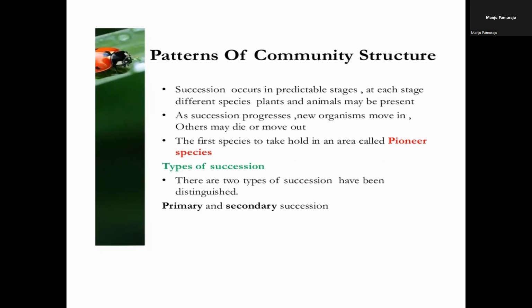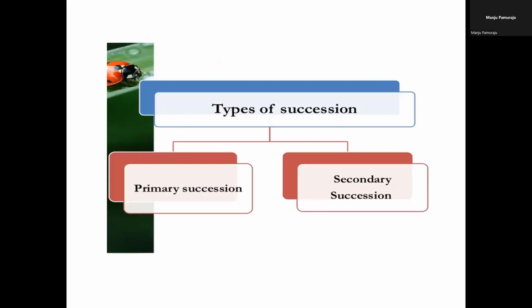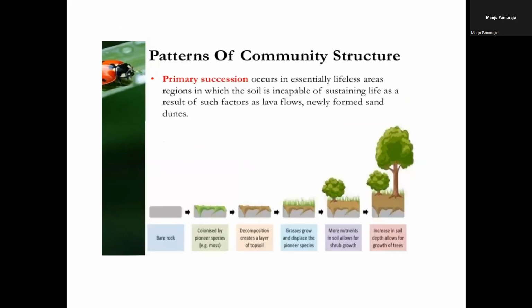We will discuss this in detail. As succession progresses, new organisms move in and others may die or move out. The first species to take hold in an area is called a pioneer species. There are two types of succession: primary succession and secondary succession. Primary succession occurs in an essentially lifeless, bare area in which the soil is incapable of sustaining life.